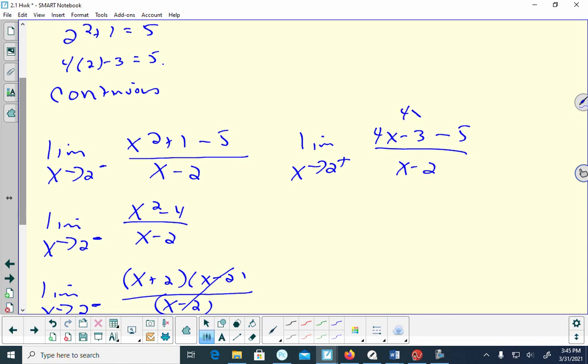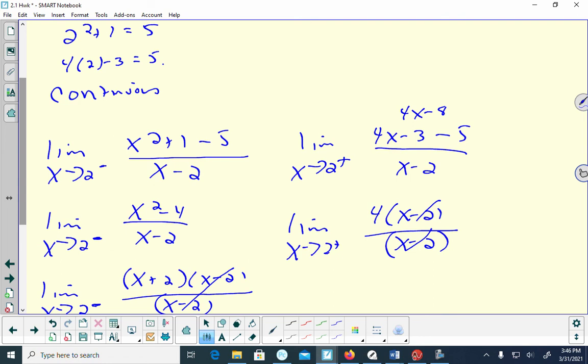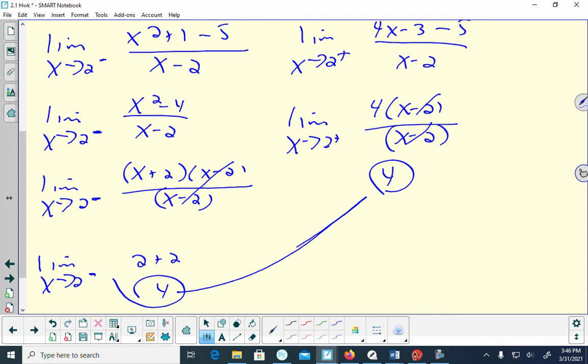This will end up being 4x minus 8. So I can factor out a 4 and make it x minus 2 over x minus 2. The x minus 2's will simplify. And then I'm going to end up with 4 because there's nowhere to substitute in the 2. So since these two are the same, that means I can find the derivative, and the derivative of this function at 2, specifically at 2, will be 4. Good? All right, let's do 95.